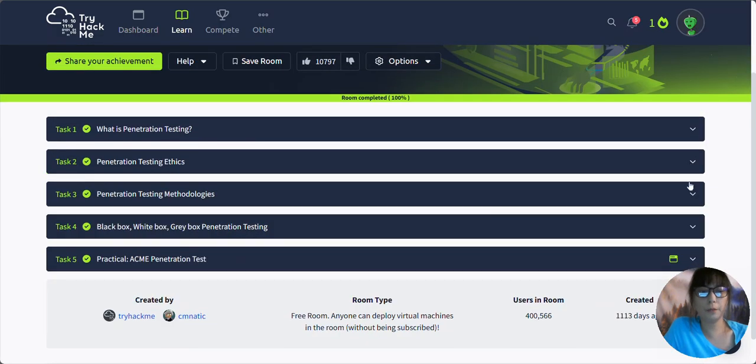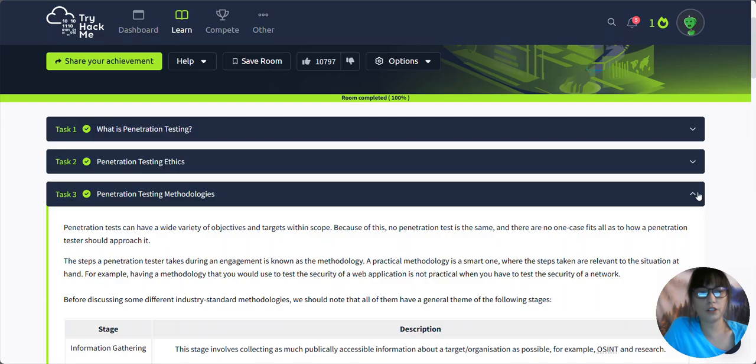Task 3, Penetration Testing Methodologies. Penetration tests can have a wide variety of objects and targets within scope. Because of this, no penetration test is the same. There is no one-size-fits-all as to how a penetration tester should approach it. The steps a penetration tester takes during an engagement is known as the methodology.